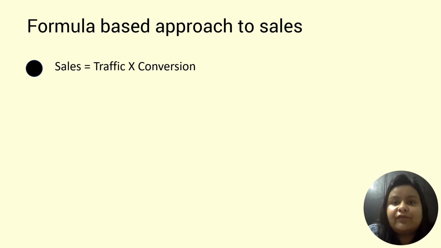Traffic is the number of people who come to your storefront, whether it's offline or online, with the intent of purchase, right? So for example, if you are an offline small store, and in a day your total footfall was 100, that is, 100 customers came in with a query of a purchase, then 100 becomes your traffic, right?